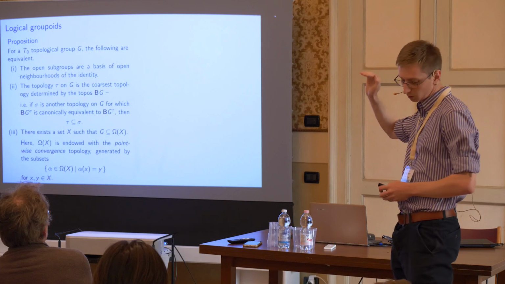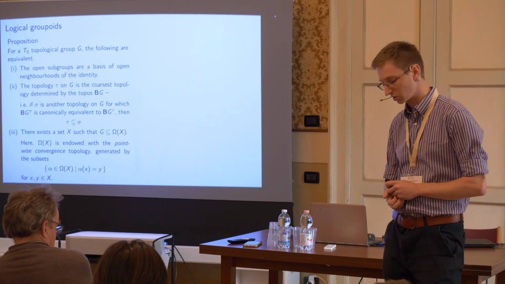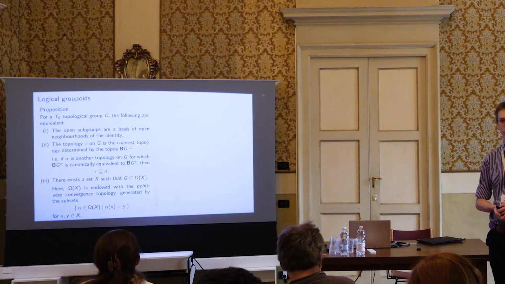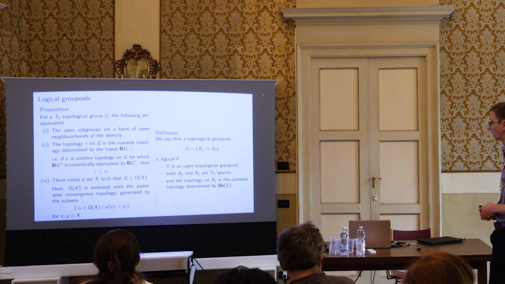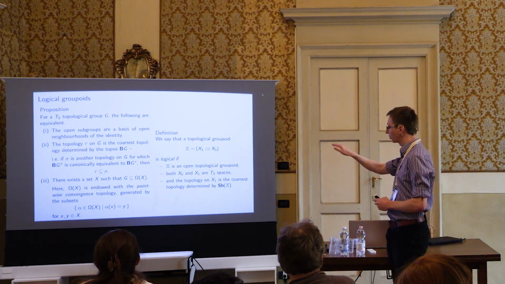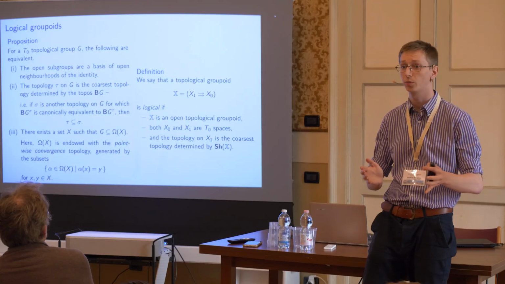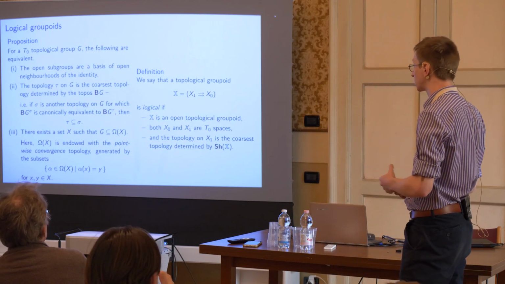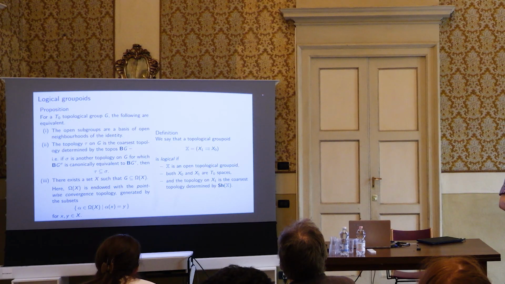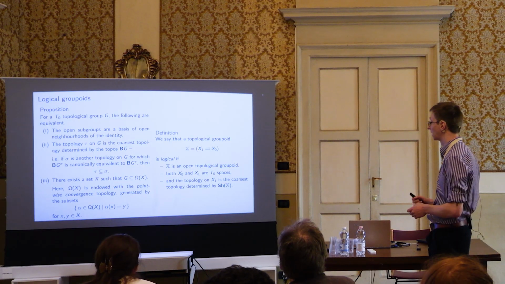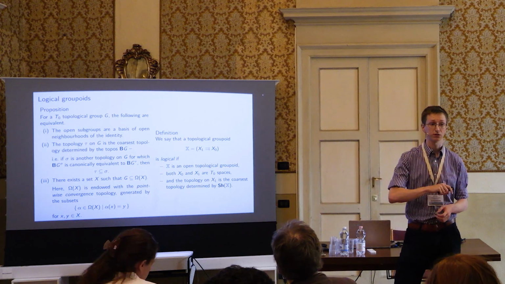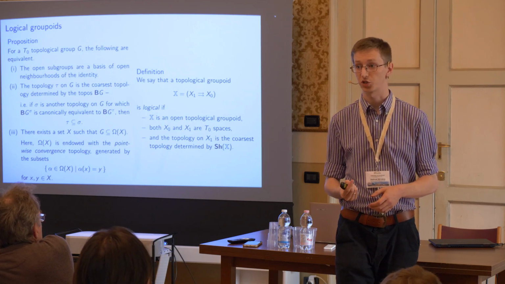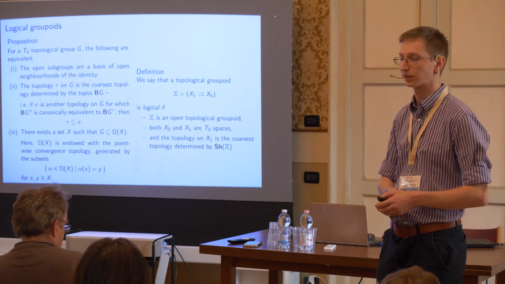Okay, so hopefully that should explain why we're using the name logical and why this is a relatively natural condition to impose. And we're going to generalize point 2 for our definition. We're going to say that a topological groupoid is logical if the topologies involved are T0, if it's an open topological groupoid, and the topology on our space of arrows is the coarsest such topology determined by the topos of sheaves, in a manner analogous to the case for groups.